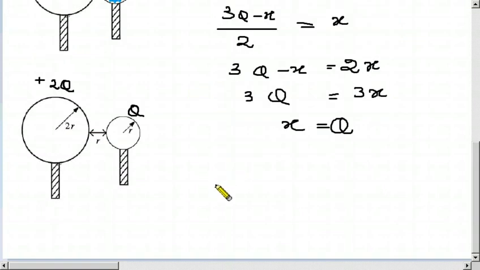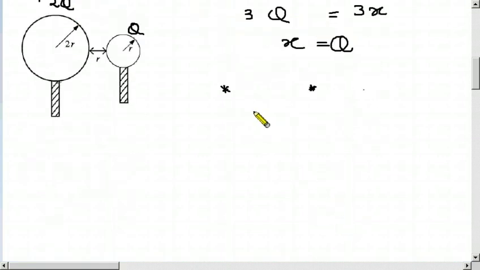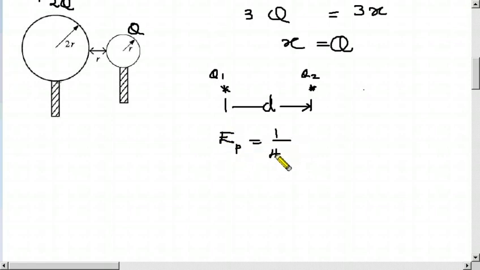If there are two point charges, and the distance between their centers is d, and the charges are q1 and q2, the potential energy is given by 1 over 4 pi epsilon naught, q1 q2, divided by the distance. So this is the equation for that.